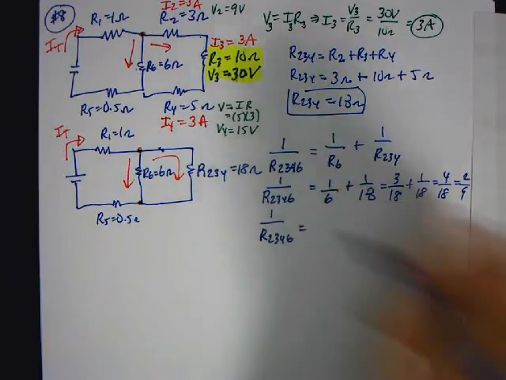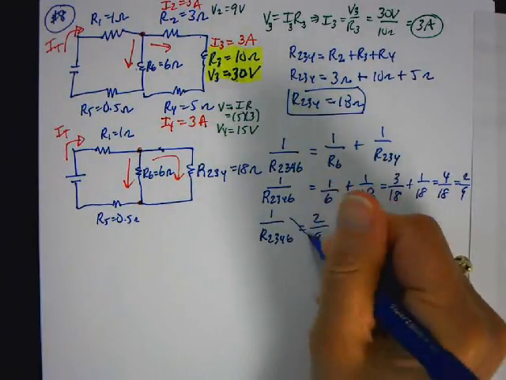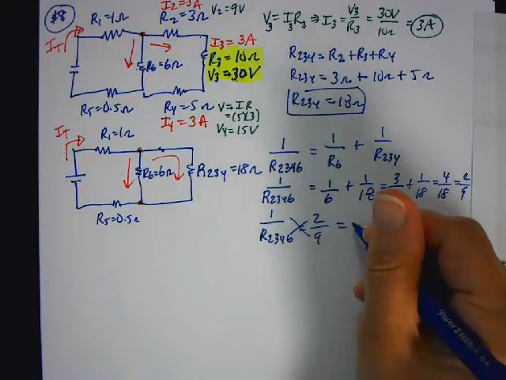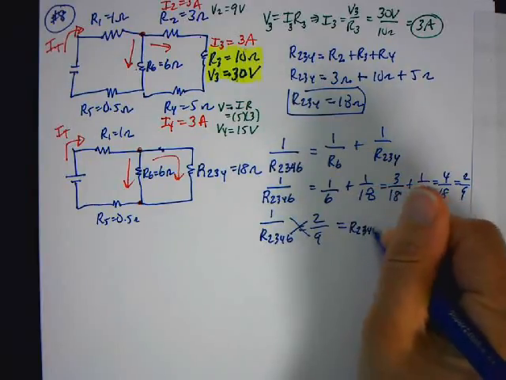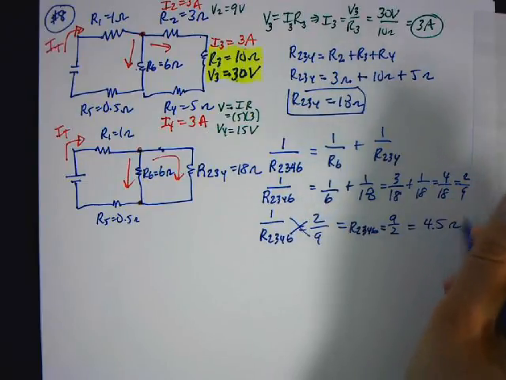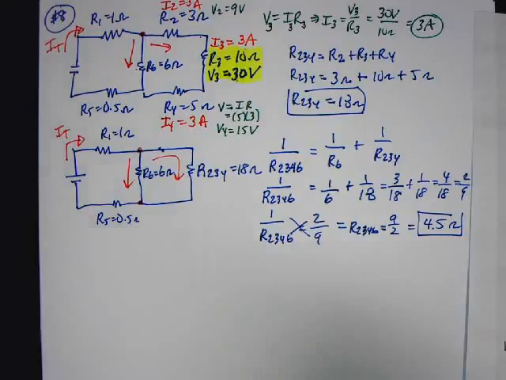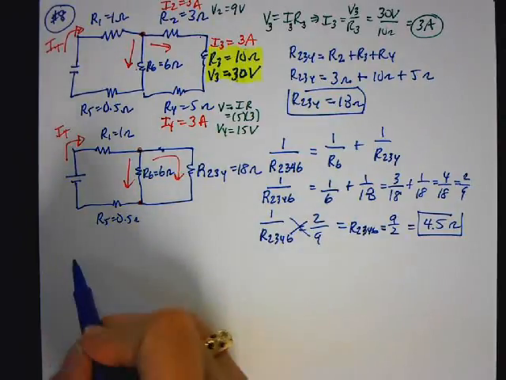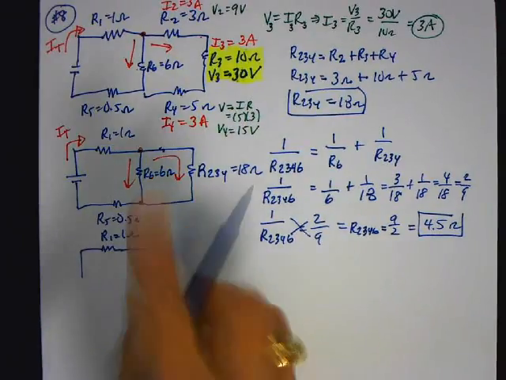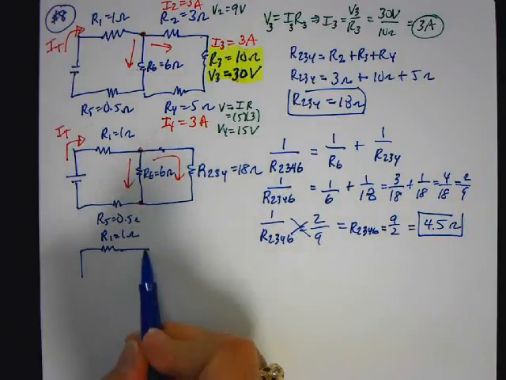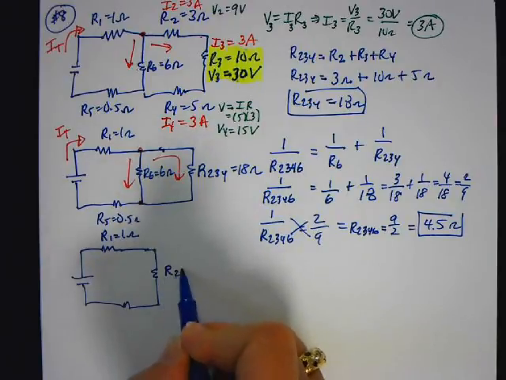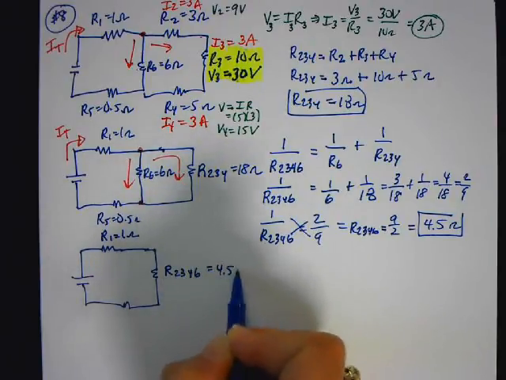So now I'm going to cross multiply. R2346 is equal to 9/2, which is 4.5. So now I'm going to redraw this. R1. Instead of these two in parallel, I'm going to replace that with a resistor I'm going to call R2346, which is 4.5 ohms, and then R5 is equal to 0.5 ohms.